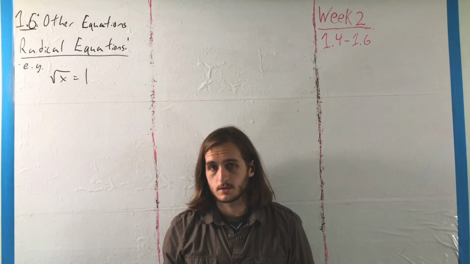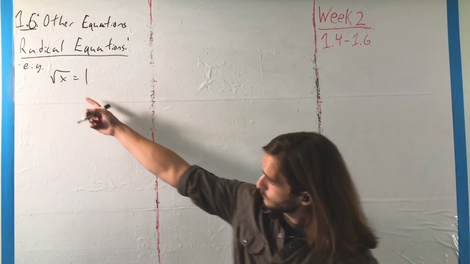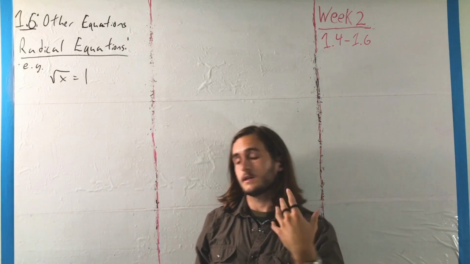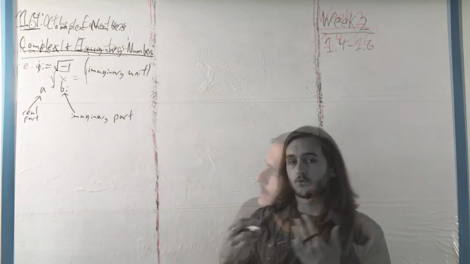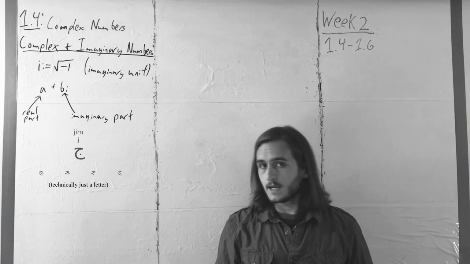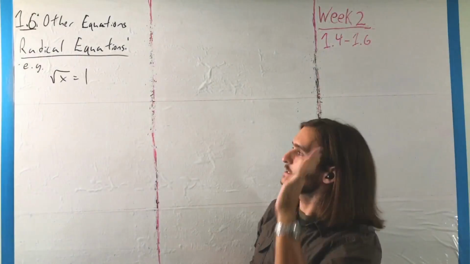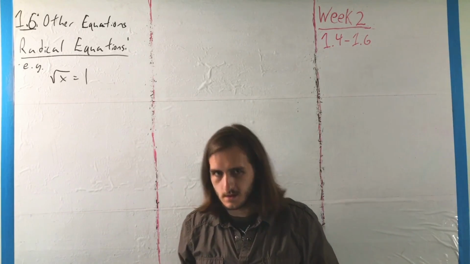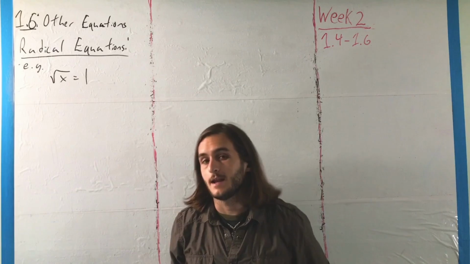For radical equations, we're looking at things of the form root x equals 1, something where you have a radical on top of the equation. Remember, radical comes from that same root, radix, as root does. We're still talking about bases. We're still talking about taking roots of things, as it were, which is why we get that name.